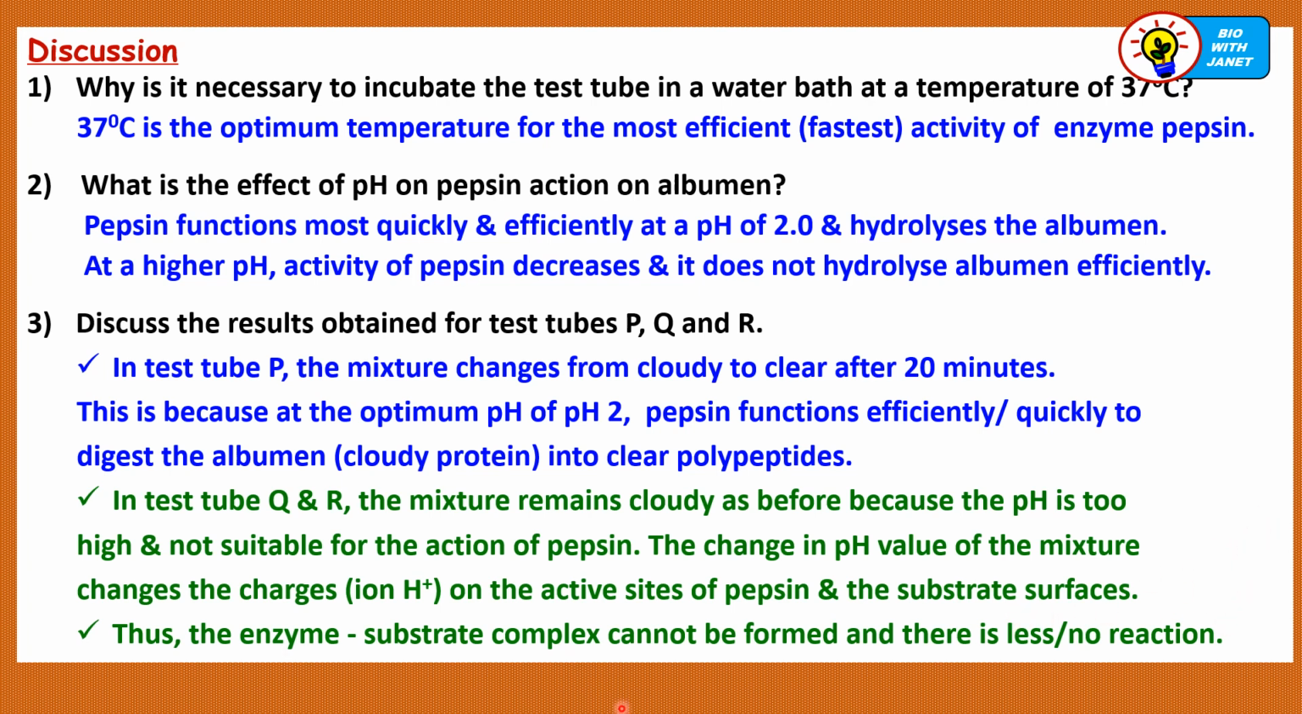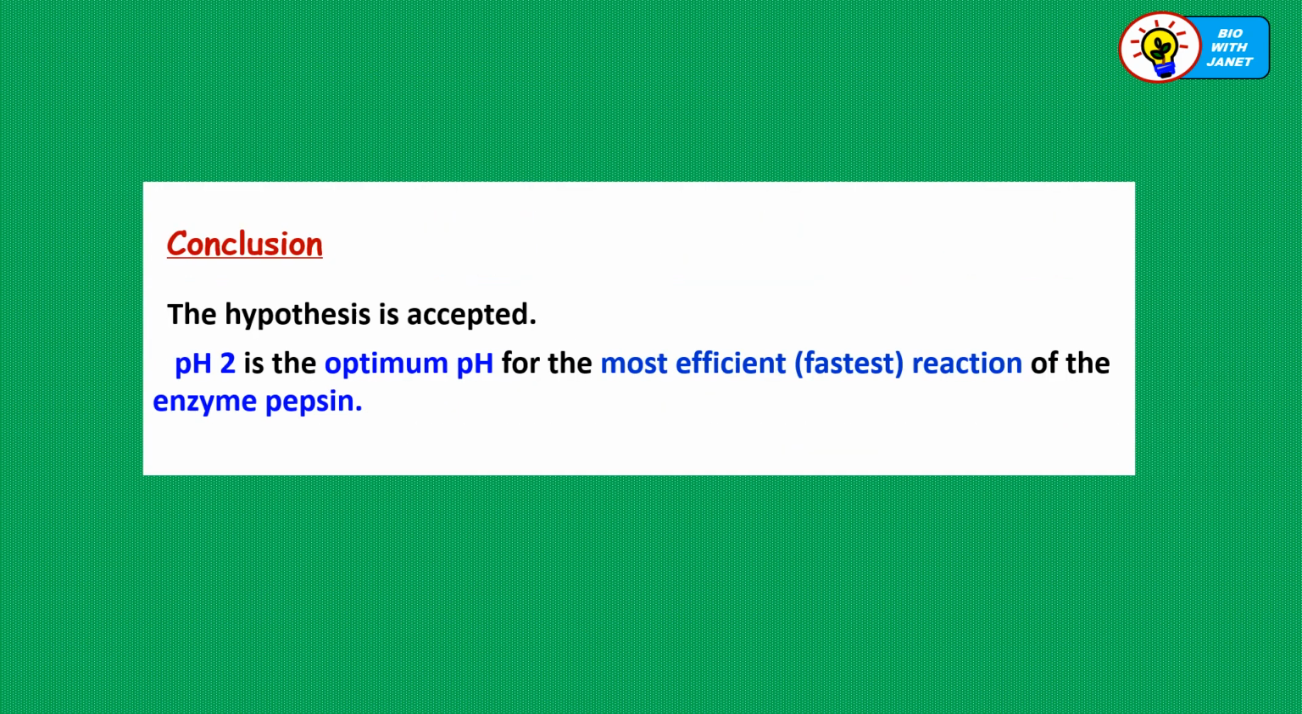Okay, so the enzyme-substrate complex cannot be formed, then there's no reaction to break down the substrate to form the polypeptides. So conclusion, the hypothesis is accepted. pH 2 is the optimal pH for the reaction of the enzyme pepsin.